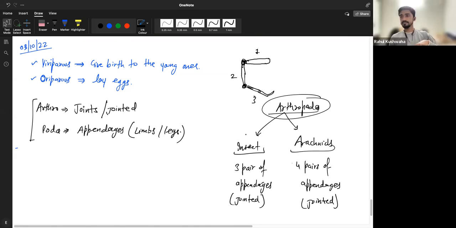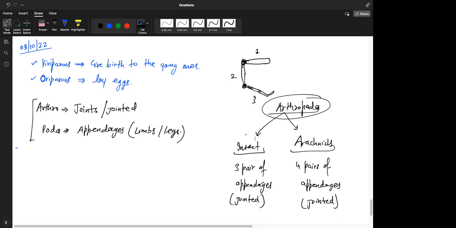Okay. So excretion, there's one important point that I don't know if you mentioned it or not. It is called malpighian tubules. Do you know? What is malpighian tubules?